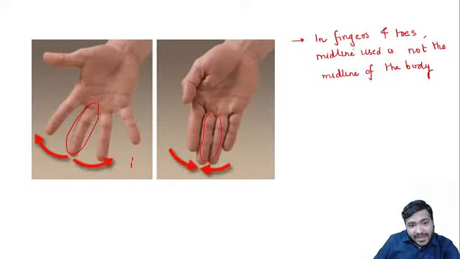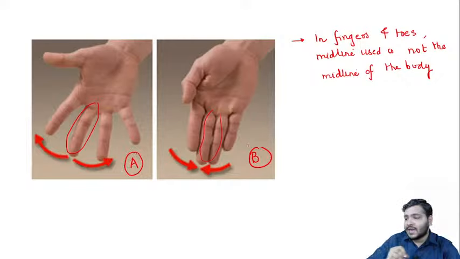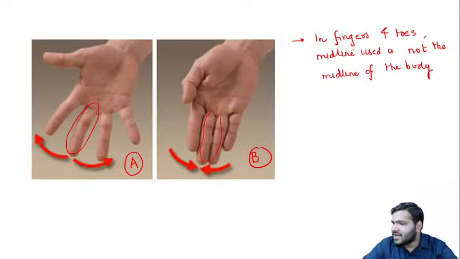So guys, can anyone tell me which one is the abduction and which one is the adduction, A or B? I'm waiting for your answers, guys. Taking the middle finger as the midline of the body in hands and in toes, if I just want to differentiate between abduction and adduction, what is the abduction and adduction in the given image that is displayed on the screen?